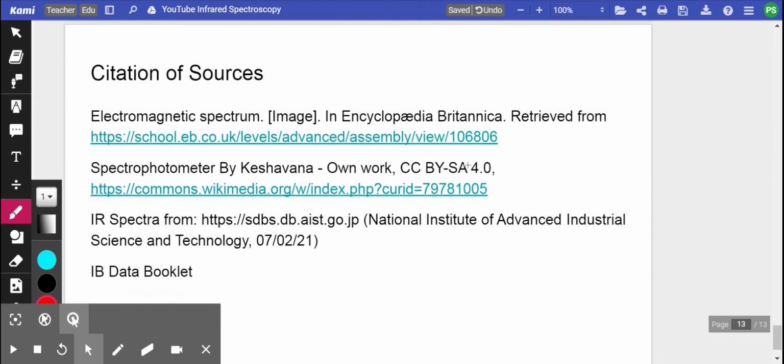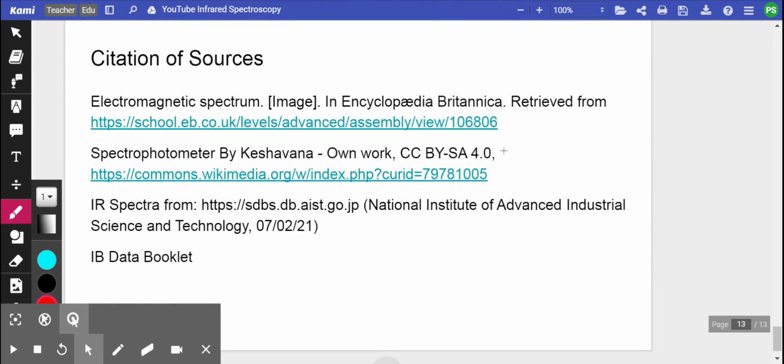Of course, I would like to acknowledge the different sources I've used, 2 different images and the data booklet, and most importantly, perhaps, this database, which you can check online, where I got all the infrared spectrum from. So there you can check different spectra of more complex molecules if you're interested.